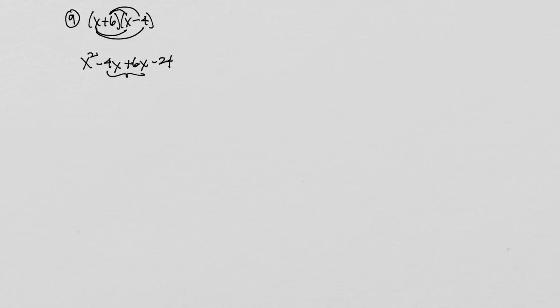These two middle terms will combine, giving us x squared. Now, negative 4x's plus 6x's is plus 2x's minus 24.